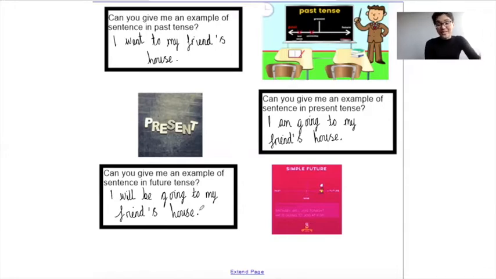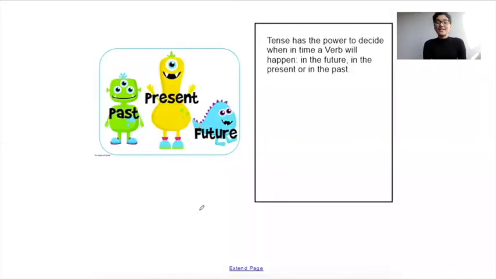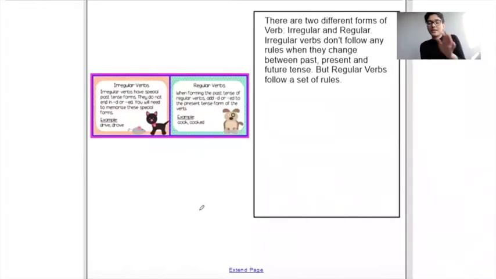So there I have written 3 sentences. They are about the exact same thing, but they are written in the past tense, in the present tense, and in the future tense. Now, tense has the power to decide when in time a verb will happen. Will it happen in the future, in the present, or in the past? There are 2 different forms of verbs. You have your irregular and your regular. Irregular verbs don't follow any rules when they change between past, present, and future tense, but regular verbs follow a set of rules.